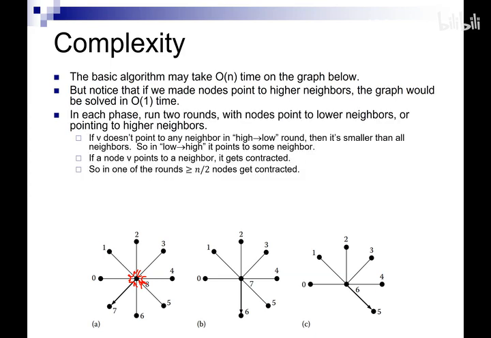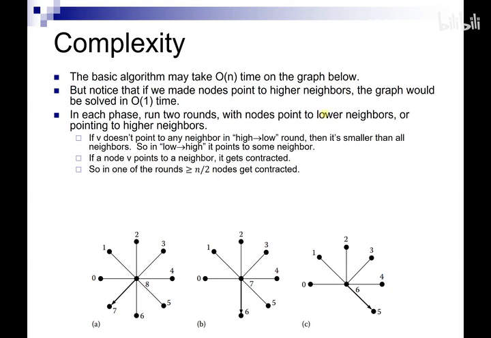So, we're going to make use of this observation, and what we'll do is that in each phase, we're going to run 2 rounds. Okay, in the first round, we're going to have nodes point to lower neighbors. Okay, so just like over here, we have 8 point to one of its lower neighbors. Okay, but maybe that doesn't work well, right? Because in this situation, it takes a long time for this to finish. Okay. So therefore, in the second round of the phase, we're going to have nodes point to their higher neighbors. Okay, and it turns out that in one of these 2 rounds, at least n over 2 nodes can be contracted.